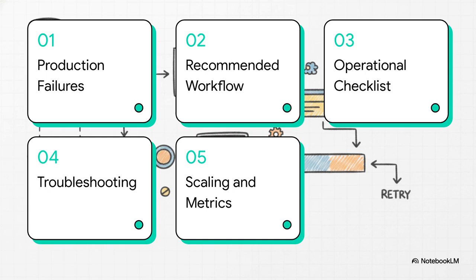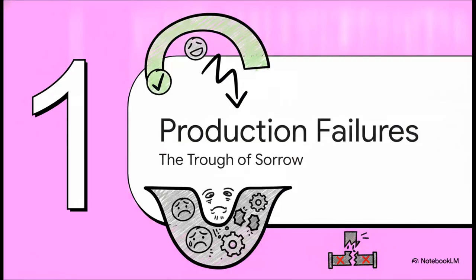To get you to that bulletproof integration, here's our roadmap for today's explainer. We'll look at why production pipelines fail, walk through the recommended workflow, hit the operational checklist, troubleshoot some common failures, and finally, dive into scaling and monitoring metrics. We're building a highly pragmatic, rule-by-rule playbook today. All right, kicking things off with Section 1, Why Production Pipelines Fail.